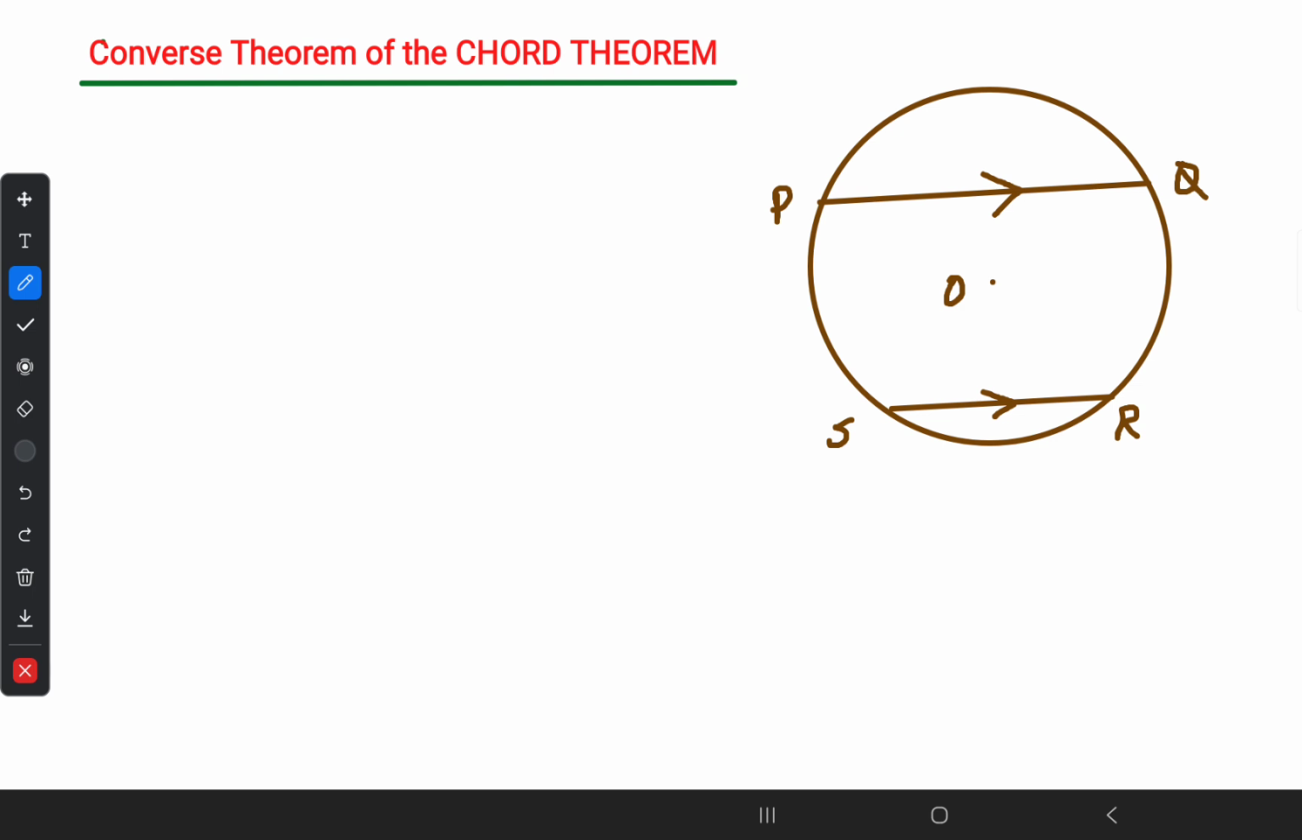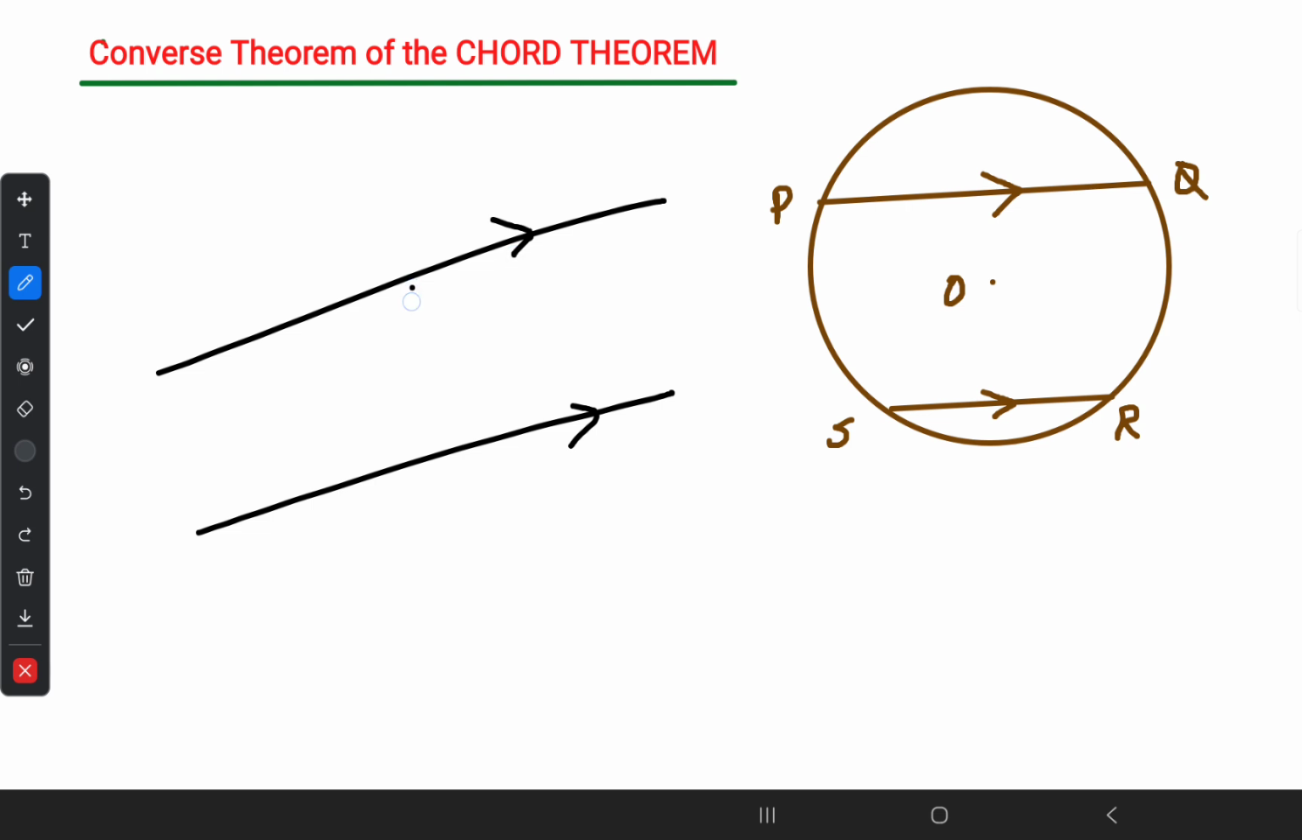PQ and RS are two parallel chords. Parallel chords mean the perpendicular distance between those two chords is the same. Parallel lines means the perpendicular distance between these two lines would always be the same. We know that; from grade 7 onwards, we know the characteristics of parallel lines. Okay. Then I'll read that.